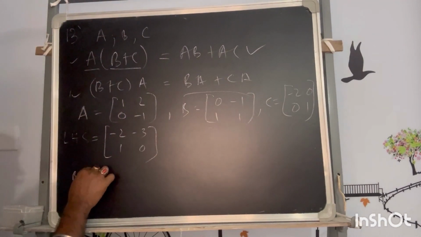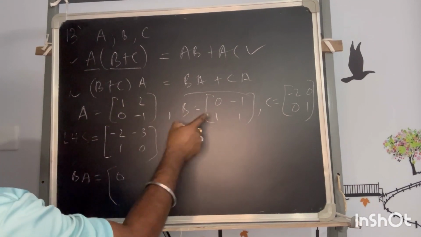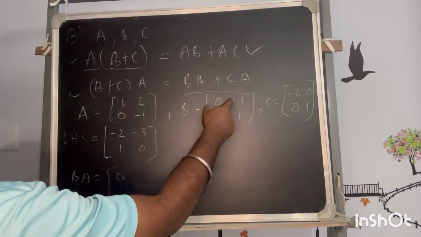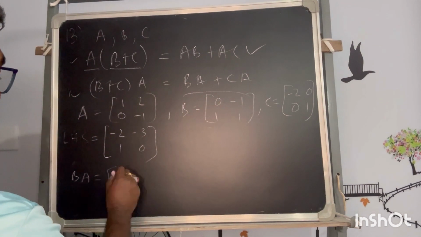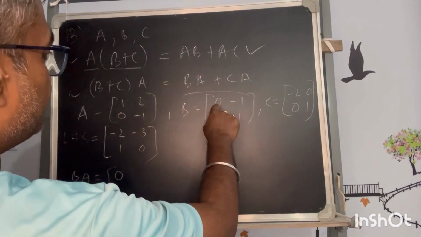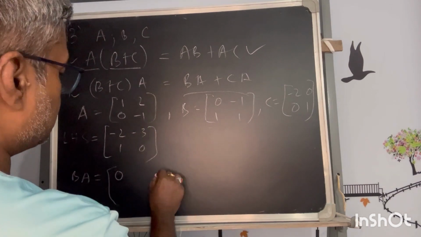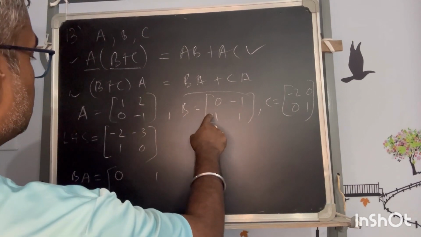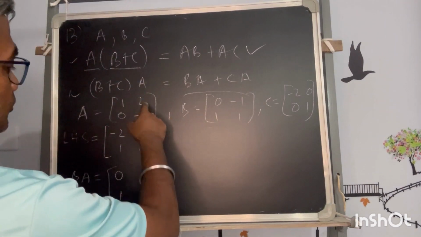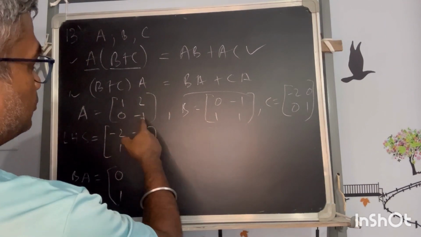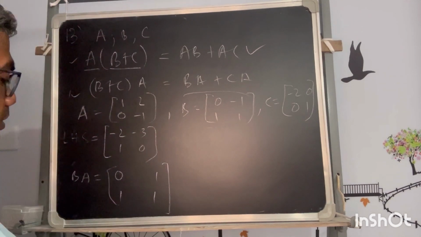So BA, what do you find? BA is equal to 0 into 1 is 0, 1 into 0, -1 into 0 is 0. So this total is 0. Then 0 into 2 is 0, -1 into -1 is +1, so 1. Then 1 into 1 is 1, and 1 into 0 is 0, so the total is 1. 1 into 2 is equal to 2, minus 1 into -1 is -1, so ultimately it's 1. Okay, this will be the case.